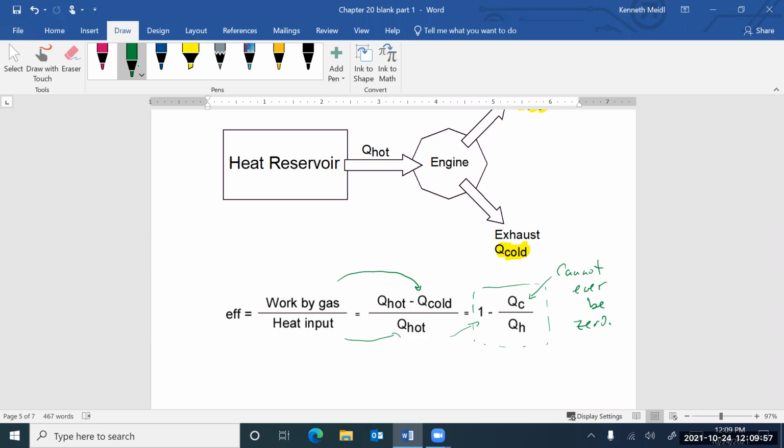Now, there is a very, very nice argument in your textbook from the work of Sadi Carnot, and eventually we'll take a look in a moment at the Carnot cycle, which turns out to be the most efficient engine that we can have.